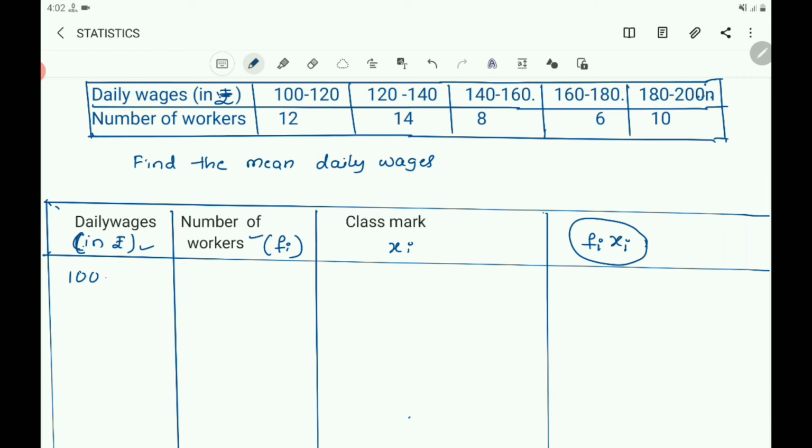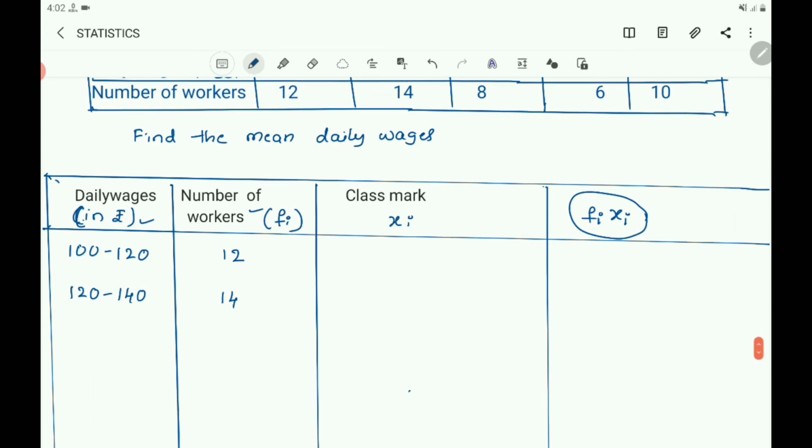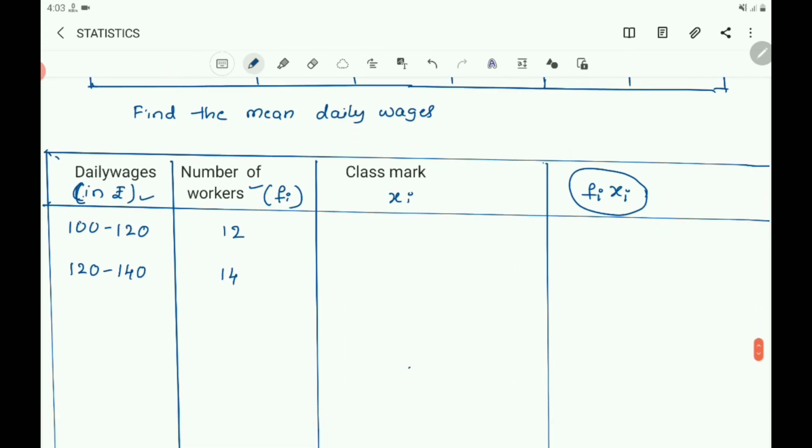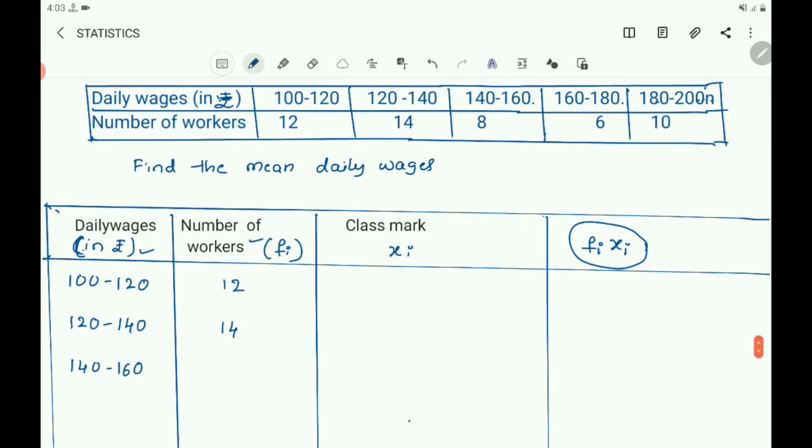100 to 120, frequency is 12. Next, 120 to 140. The frequency, that is the number of workers, is 14. Next, 140 to 160 rupees, 8 workers.